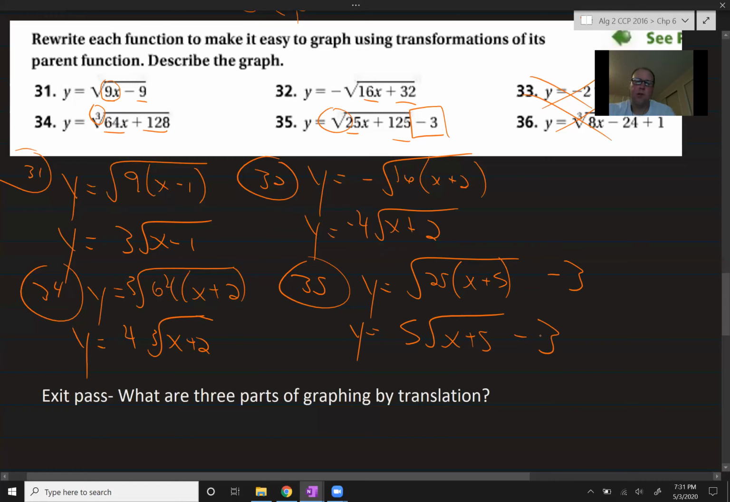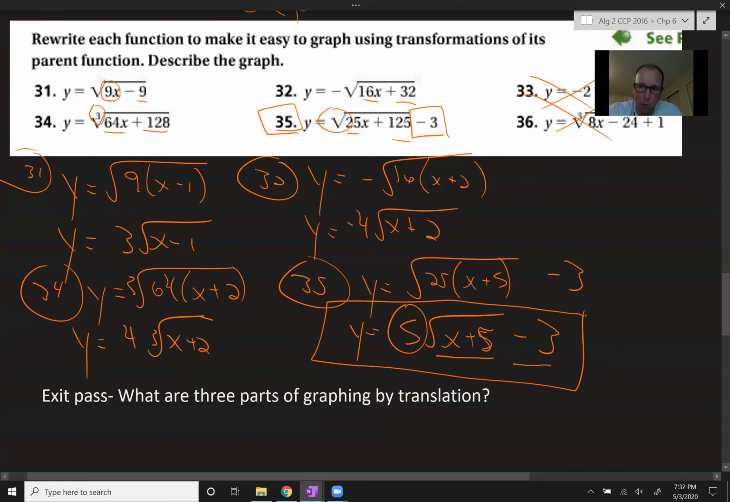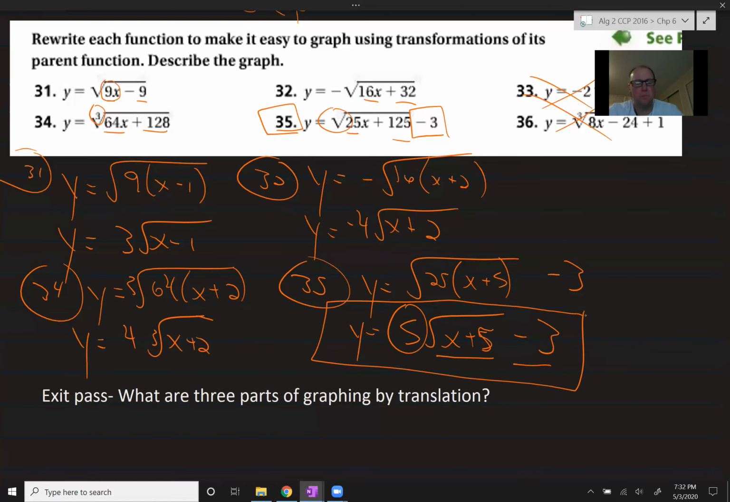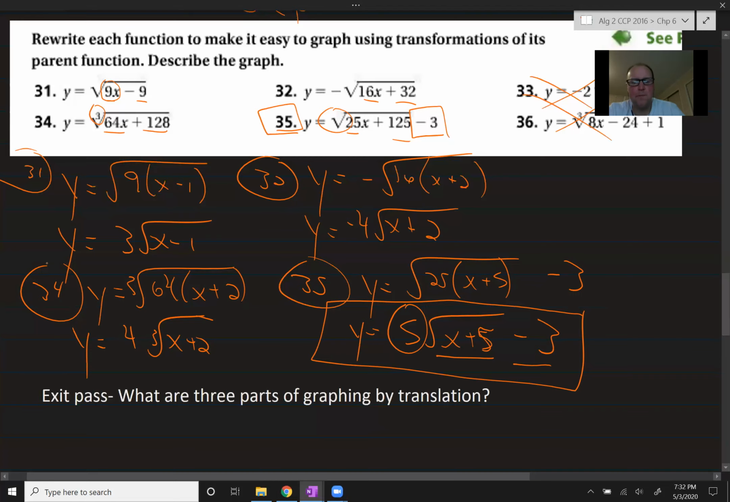All right, so if I want you to describe what's happening here, you would tell me that it is a vertical stretch. You would tell me that it goes left 5, and you would tell me that it goes down 3. When we first look at 35, it doesn't look as clear as it does down here in the answer. So that's why we want to make sure that we can rewrite these when possible. Doesn't happen all the time, but when it's in front of you, it's definitely something we can do.